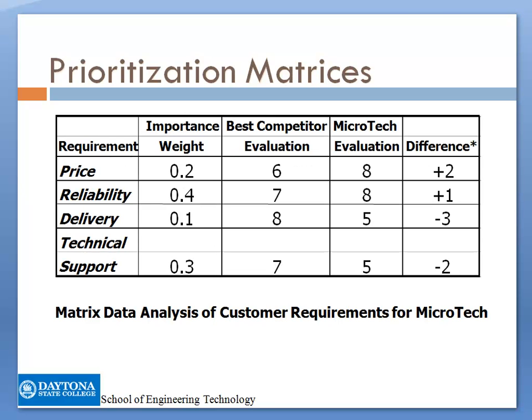This is an example. This is the matrix data analysis of customers' requirements for Microtech. You have the requirements: the price, reliability, the delivery, technical support. Then you have the importance weight, which is made by the team, the best competitor evaluation, the Microtech evaluation, and the difference. So this type of tool gives you information on specific priority, and this priority will give you the option to make an effective decision.